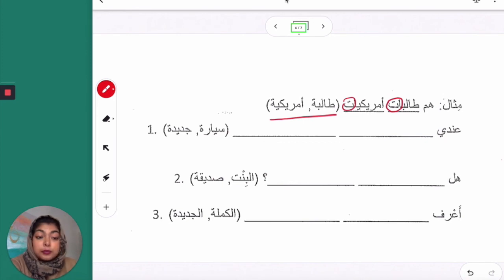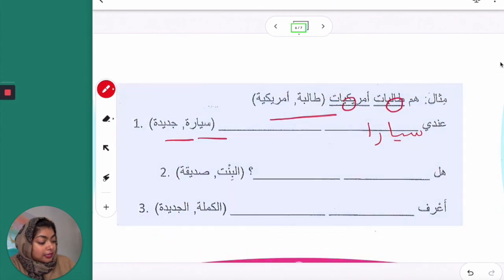So let's look at the first one together. 'Indi, I have. 'Indi, I have, and we have sayyarah jadidah. This is the same exact example that we just did. So this should be easy. We have sayyarat. Whoops.